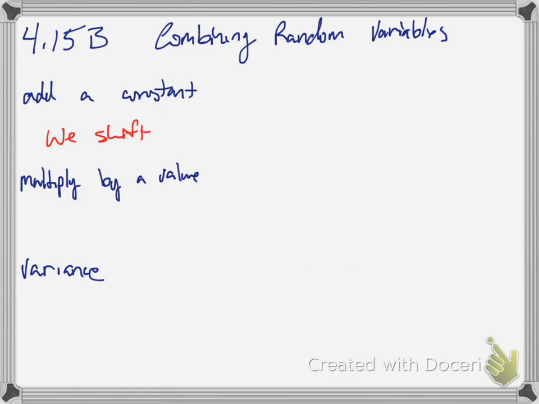all the measures of our location. So we shift the measures of location only. Remember that's our median, that's our mean, our Q1, our Q3. Whenever we add a constant to all of our pieces of data, all those change, but our measures of spread, our standard deviation and our IQR, those stay the same.